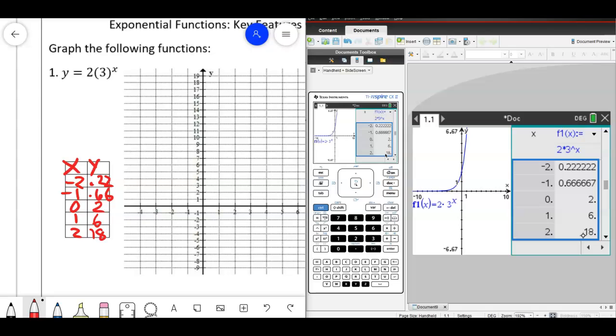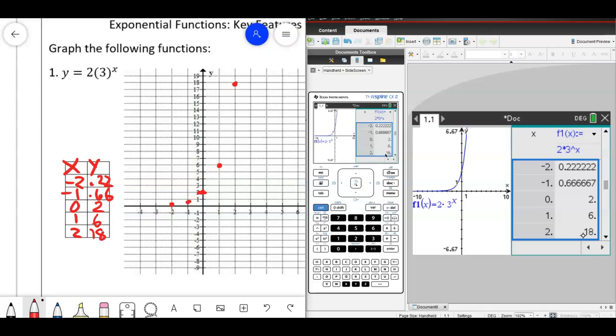That means at -2, it's barely going to be above the axis. Put a little point right there above -2. Now, -1, 0.66 is a little bit above halfway. 0.5 is halfway, 0.6 is a little bit above that. So -1, 0.66 is right around there. It doesn't have to be perfect, just close. Now, 0, 2 is on the y-axis. 1, 6 is up here, and then 2, 18 is way up here.